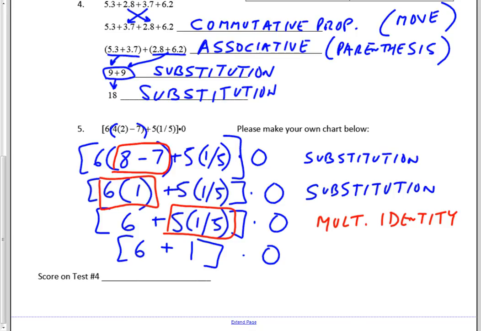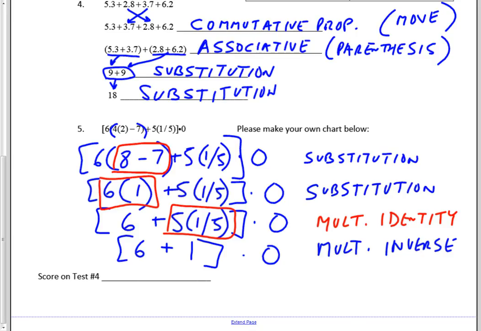Take a look at the bottom of your paper. Which one of those properties looks like that? Where you have fractions multiplying each other and they're inverse. What kind of inverse? Multiplication. Anytime you've got fractions that are flipped versions, reciprocals, that's what that's called, multiplicative inverse.